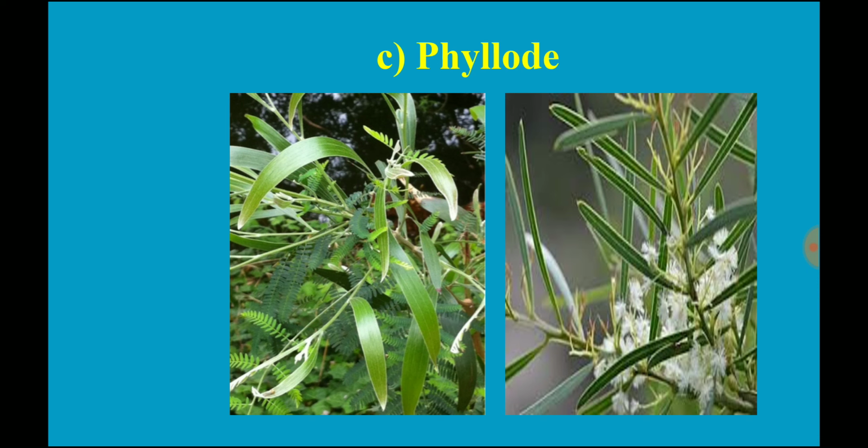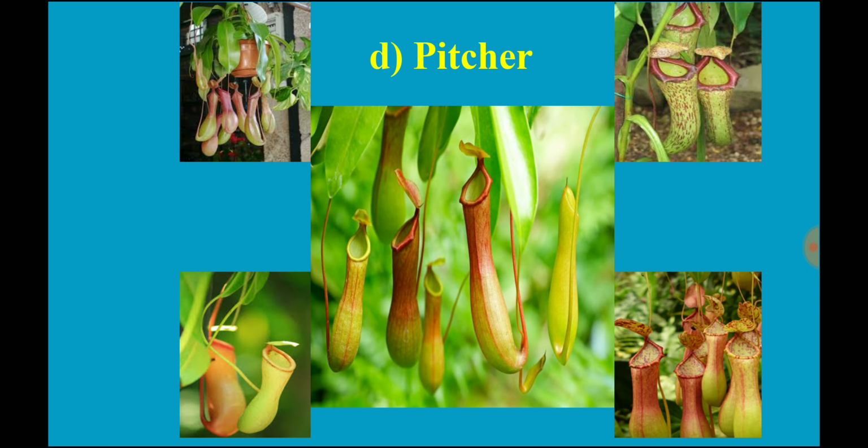For example, Australian bubble. This is a picture where this particular kind of modification has developed in this plant, where the petiole develops into a sac-like structure along with the leaf itself, it is an insectivorous plant. So this is also one of the modifications of the leaves.